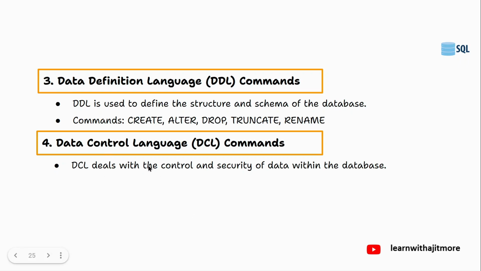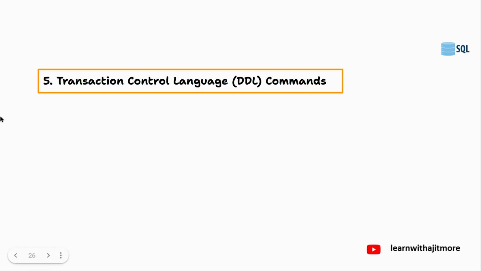So DCL deals with the control and security of the data within the database. Commands like grant, revoke. I told you, like, one user has created his database and he wants to give the permission to access these tables to some other user. तो वो दूसरे यूजर को वो परमिशंस कैसे देगा? बाय ग्रांटिंग. एंड वो परमिशंस वापस ले भी सकता है बाय रिवोक. So there are many such commands. And then the last comes transaction control language, or we call it TCL.